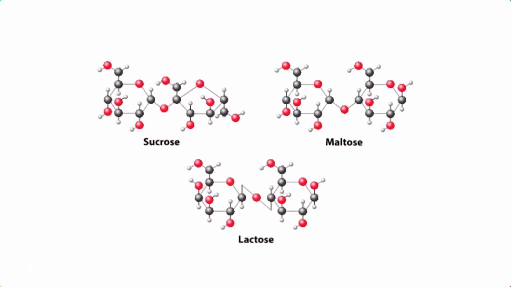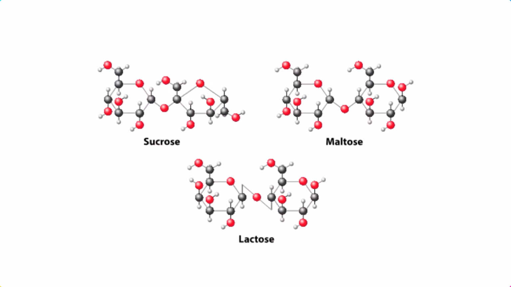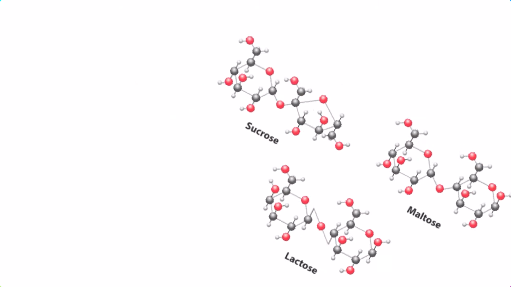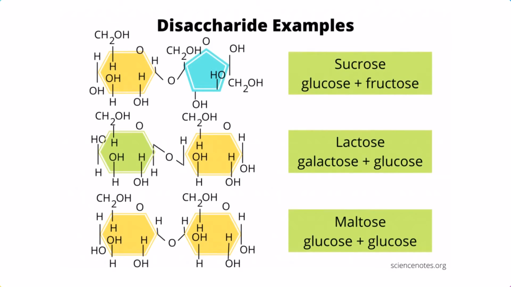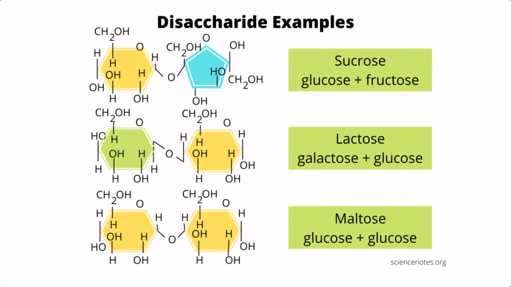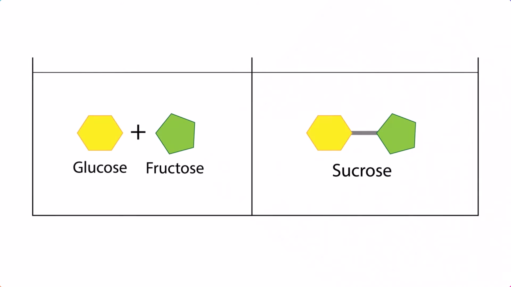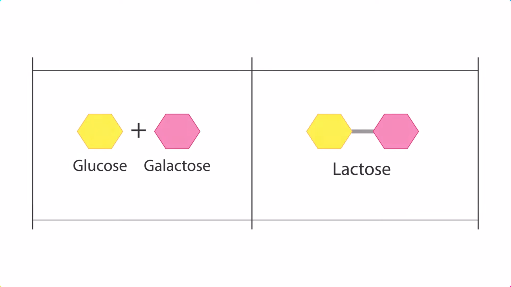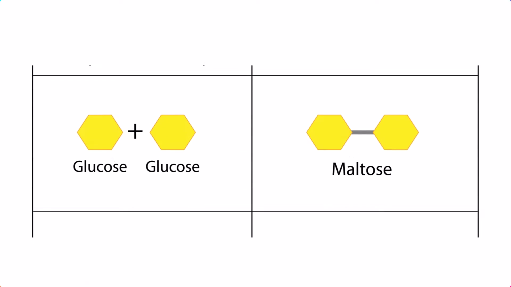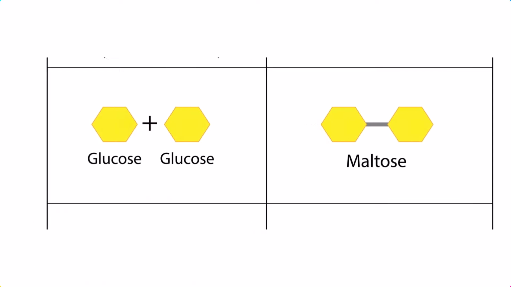A disaccharide is constructed from 2 monosaccharides through a dehydration reaction. Examples of disaccharides include lactose, maltose, and sucrose. Sucrose is made by 2 monomers, glucose and fructose. Lactose is made by the 2 monomers galactose and glucose. Maltose is made by combining 2 glucose monomers together.